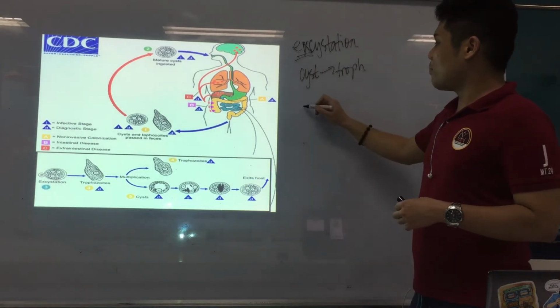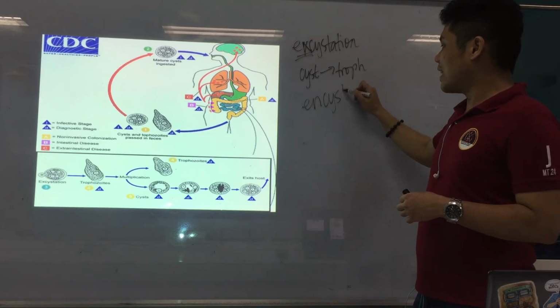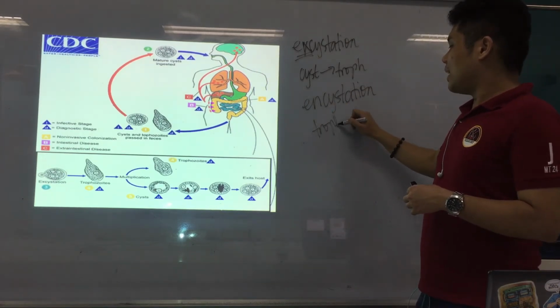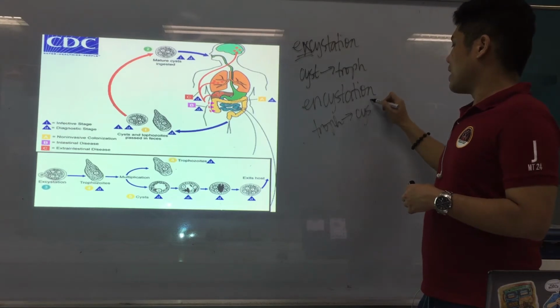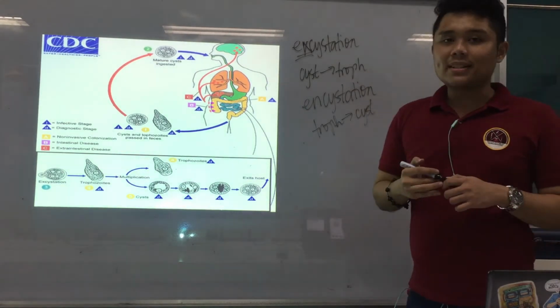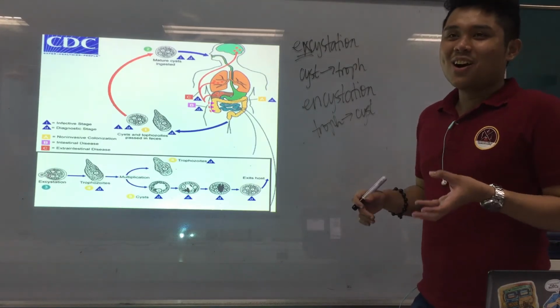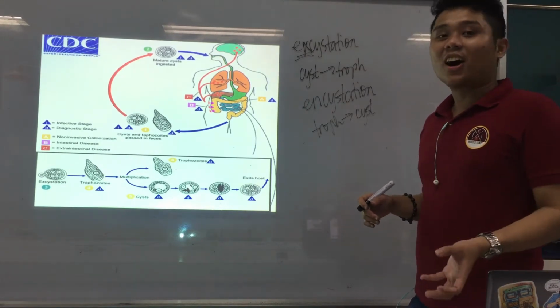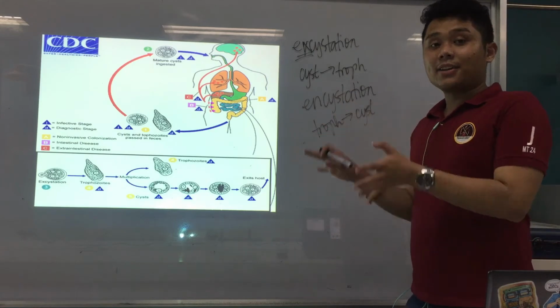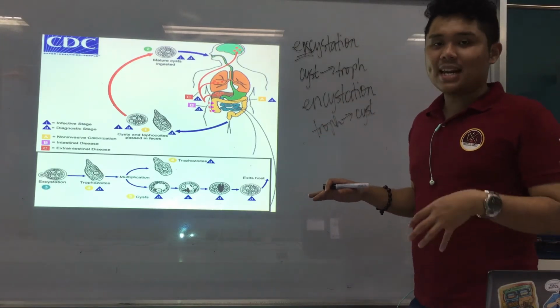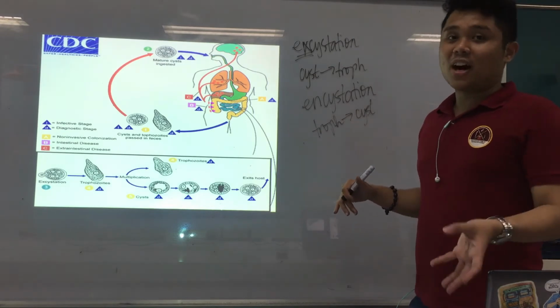And of course, the opposite is encystation. It now becomes a cyst. So excystation happens if the environment is conducive for living. It's not that harsh. So the cyst becomes a trophozoite, because your trophozoites are sensitive, they deteriorate rapidly, and they do not like harsh environments.